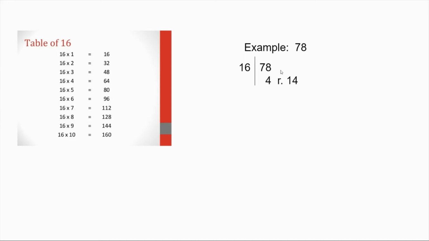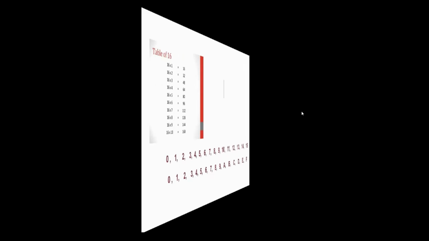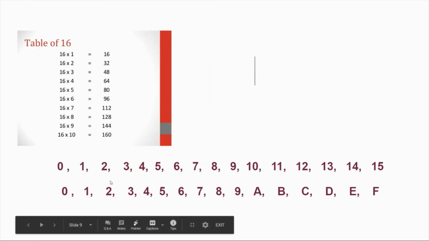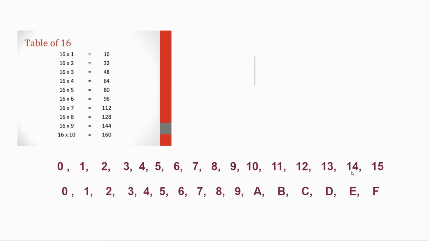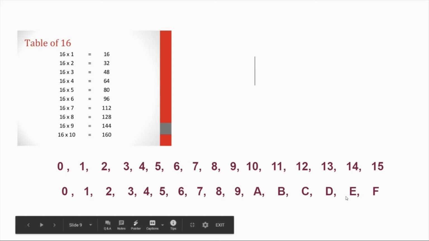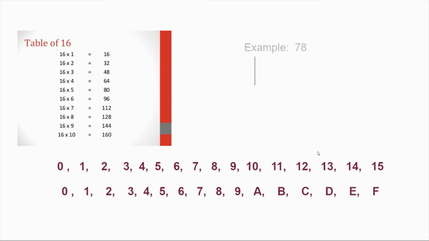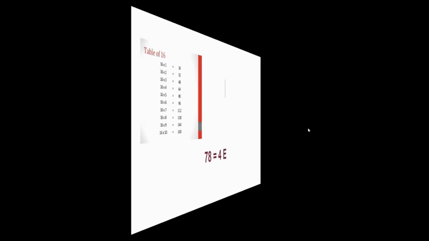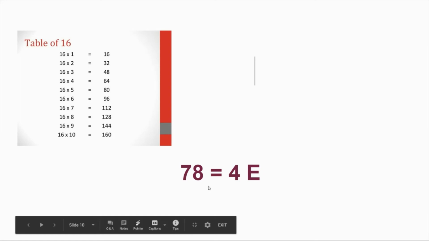So this will be the final answer for our conversion. However, this is denary. We have to write it in hexadecimal. Now, if you remember, we have the following equivalent values in denary to hexadecimal. We cannot write a remainder of 14 there. Instead, we will be writing E. So, therefore, our final answer would be 4E. So, 78 converted to hexadecimal would be 4E.